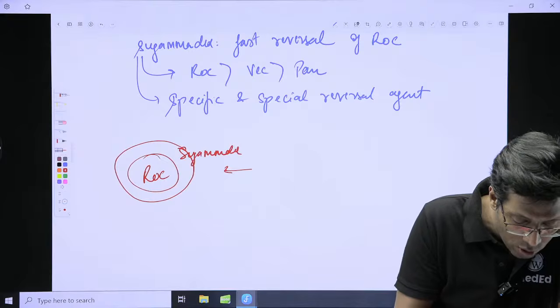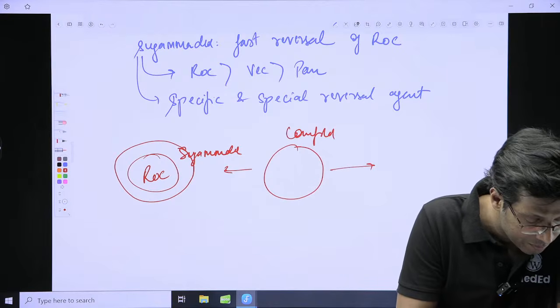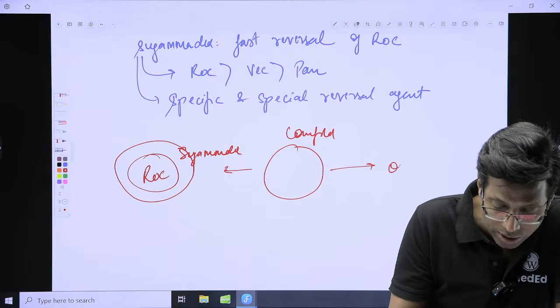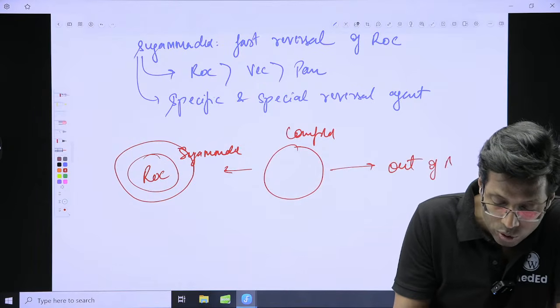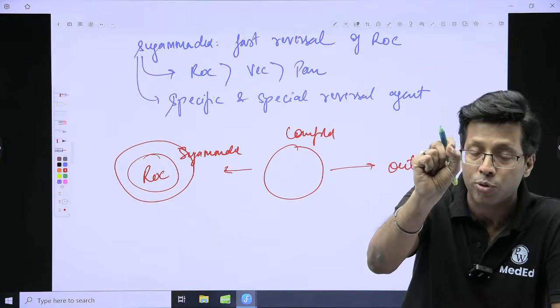And it forms a complex. And this complex is then thrown away from the body. This complex gets thrown out of the body, and therefore it is not playing with the acetylcholine. It just forms a capsule. It will encapsulate and throw it away.